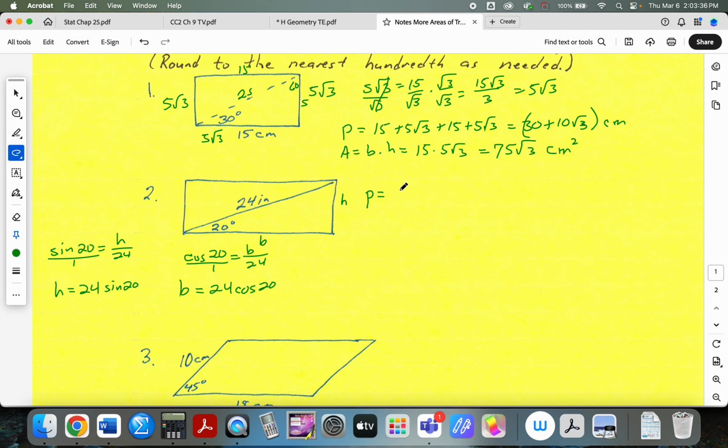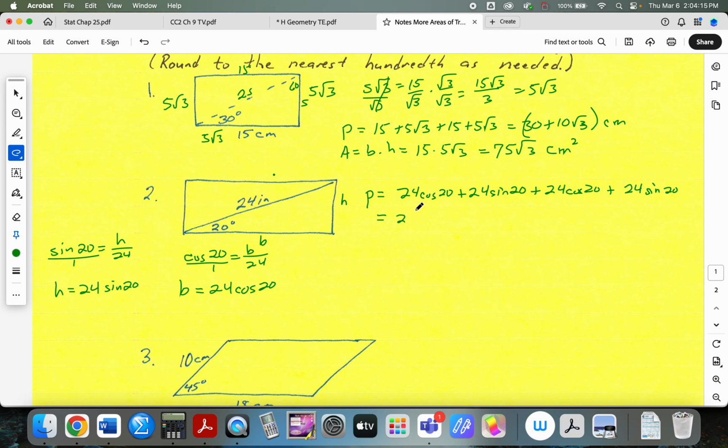So for the perimeter, I've got 24 cosine 20 at the top, and then on the side I've got 24 sine of 20. And on the bottom, I've got 24 cosine 20. And on the left side, we've got 24 sine 20. You've probably noticed that on rectangles and parallelograms for perimeter, you've always got 2 of something.